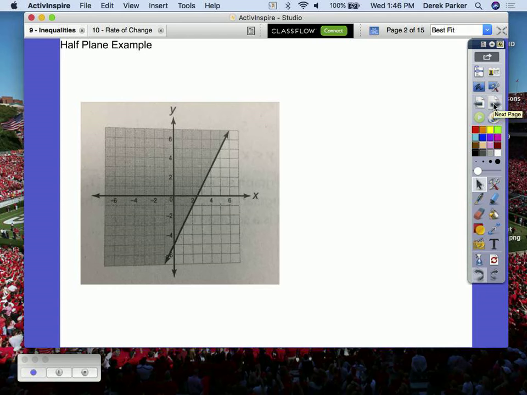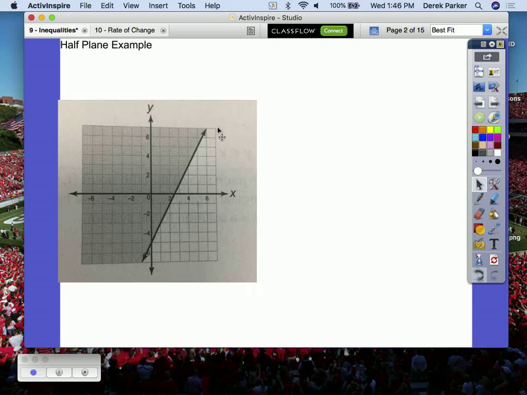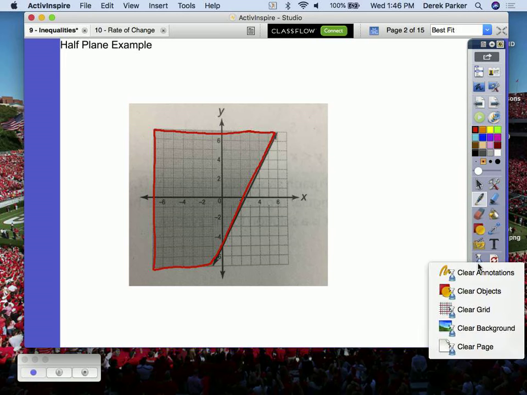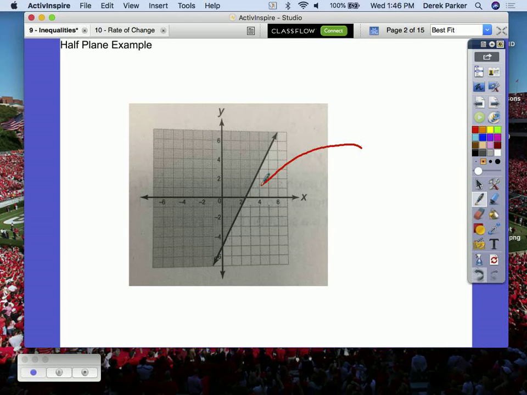Here's an example of a half plane. As you can tell, all of this is shaded in. Any of these coordinates can be solutions to that inequality. You may also notice that the line is solid. We'll get back to that in a few minutes.